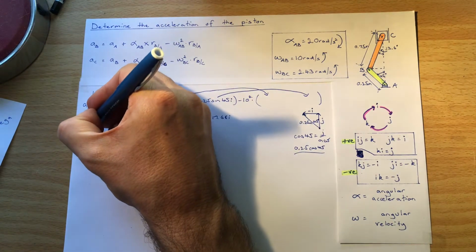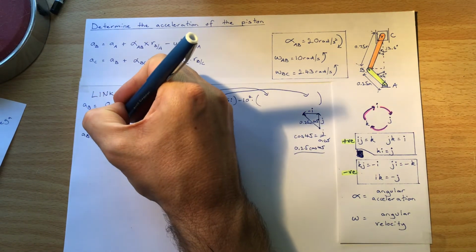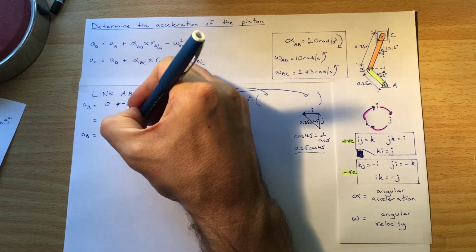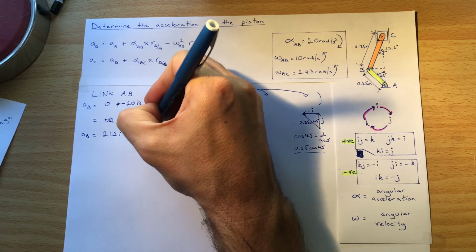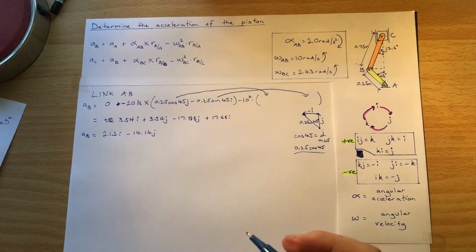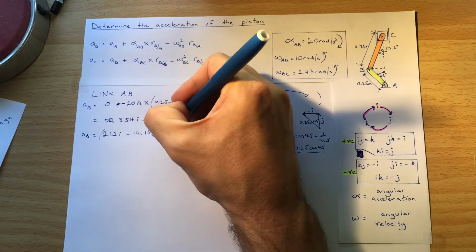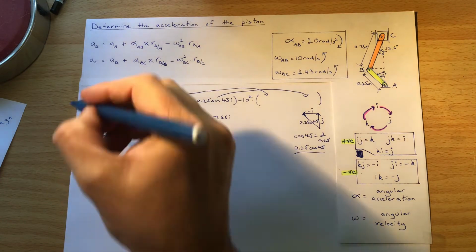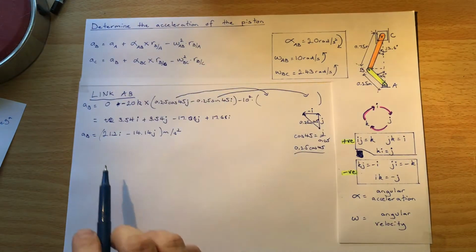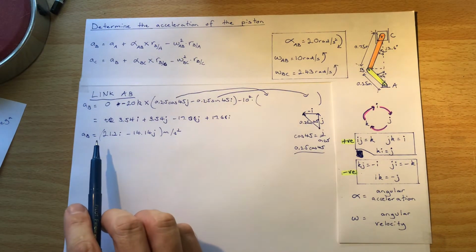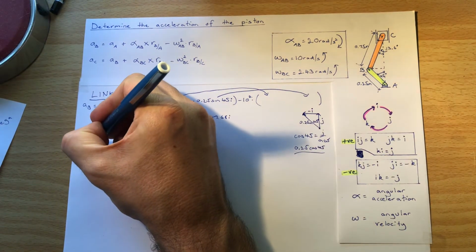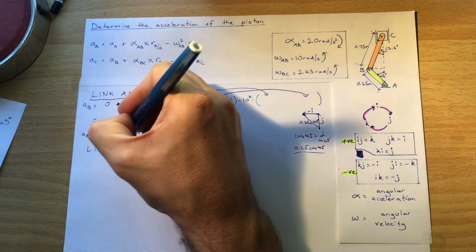And if we sum these together, we have AB equals 21.2i minus 14.14j. And these are accelerations in meters per second squared. So that's link AB. So that's our i and j components of what's happening at point B for the acceleration. So now we go to link BC.